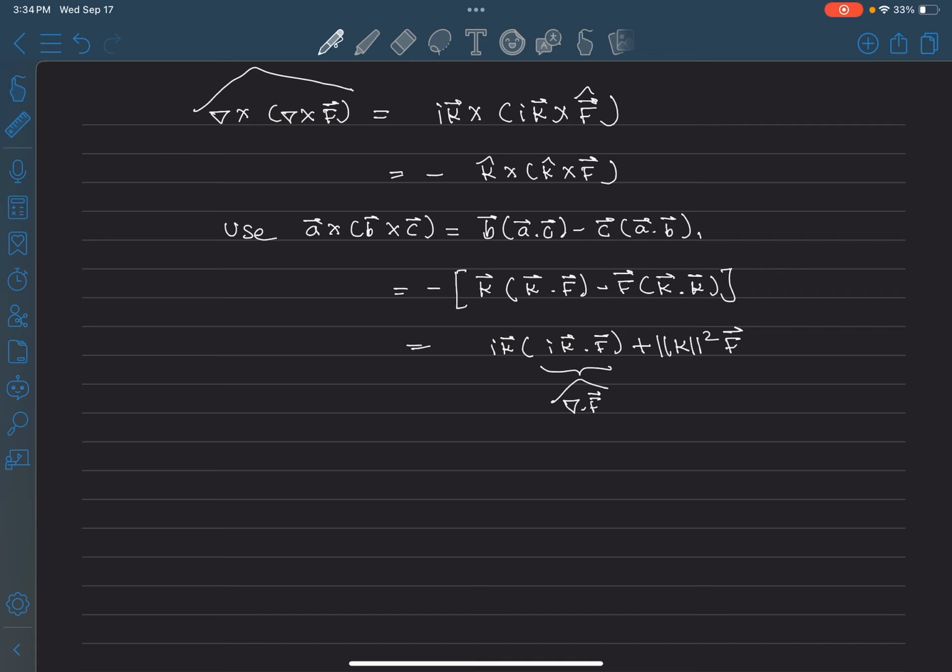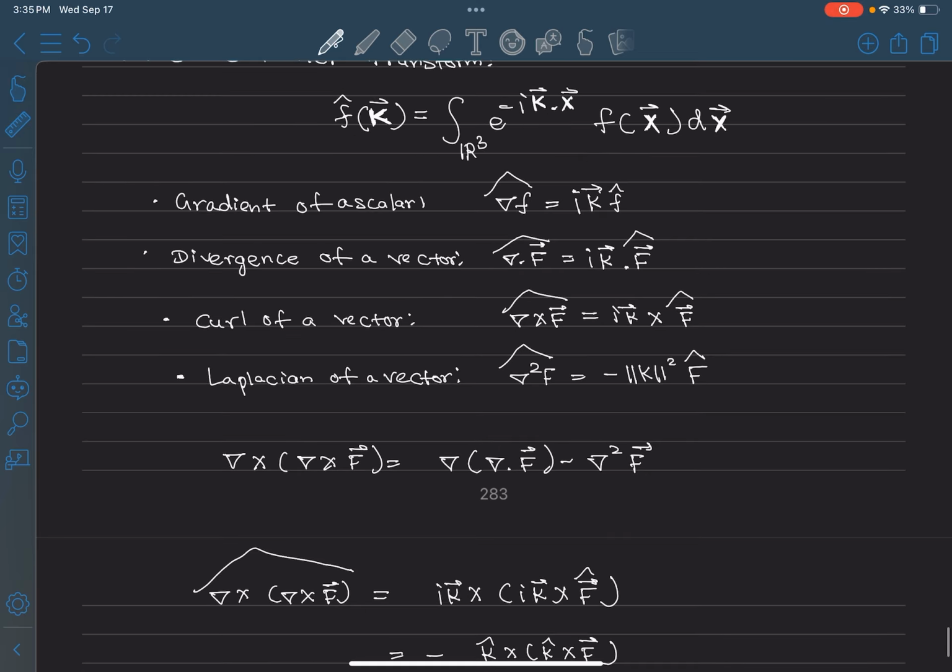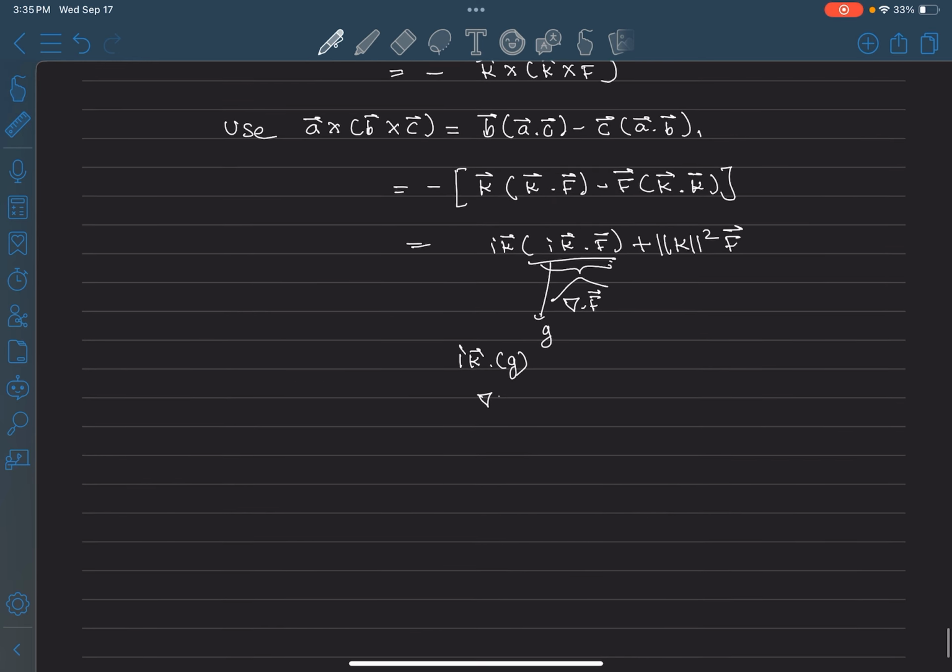Now if I say that this whole thing is just some scalar function, let's say z, then ik vector with some scalar z function is just the gradient of z, right? So this whole thing is essentially just the gradient of the divergence of the F vector, right? So I think you see that from here.